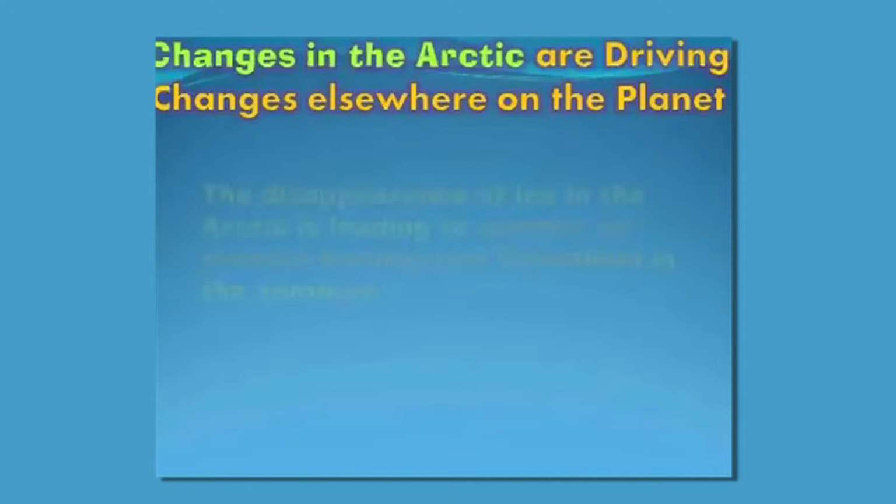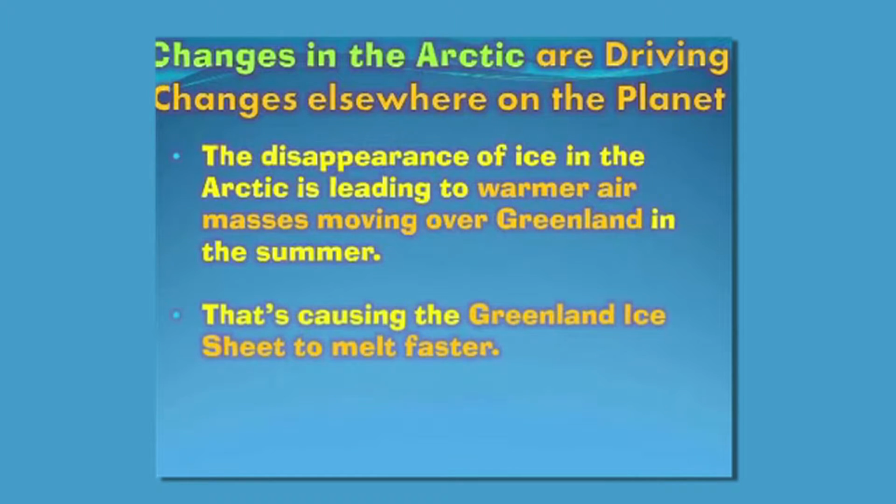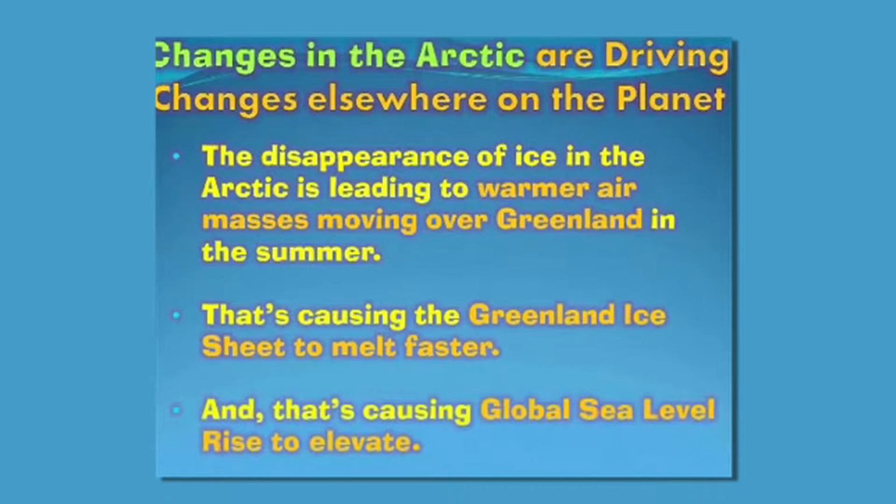All right, let's talk about the changes in the Arctic that are driving the changes we are seeing elsewhere on the planet. So the disappearance of the ice in the Arctic is actually leading to warmer air masses moving over Greenland in the summertime. That's causing the Greenland ice sheet to melt much faster, and that also is causing global sea level rise to elevate.